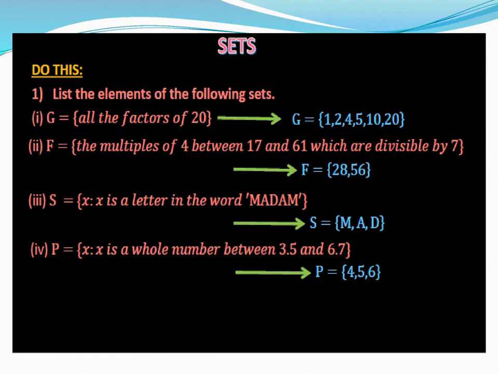Then fourth one, P equals to the set of X such that X is a whole number between 3.5 and 6.7. So what are the whole numbers? Whole numbers start from 0, then 1, 2, 3 and so on. Then between 3.5 and 6.7, we can write which elements are present. Only 4, 5, 6. Then we write P equals to the set of 4, 5, 6.